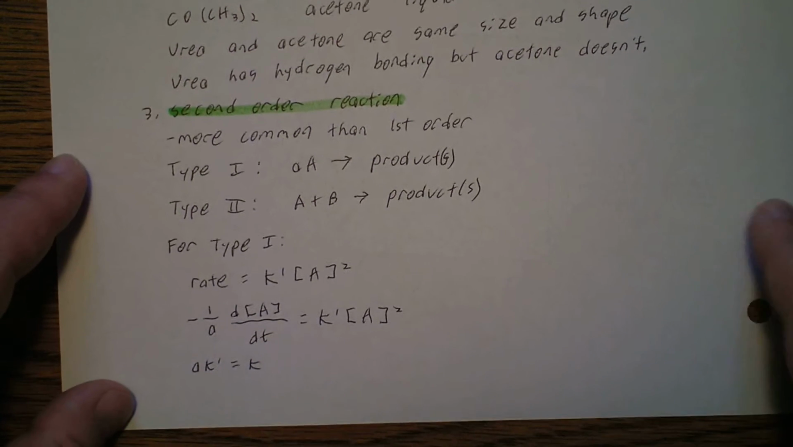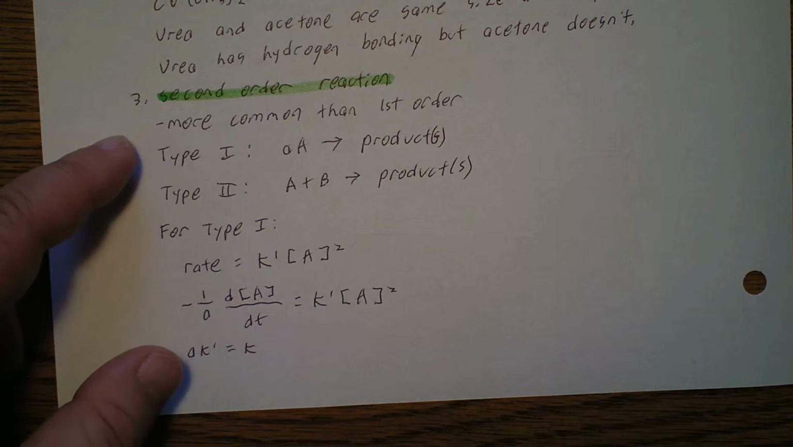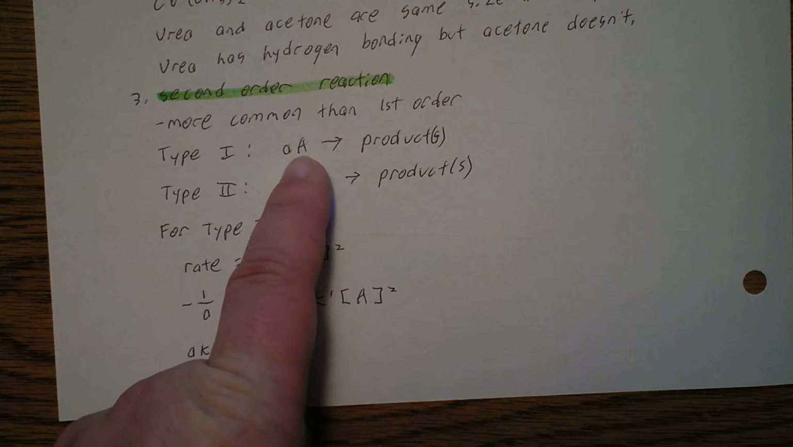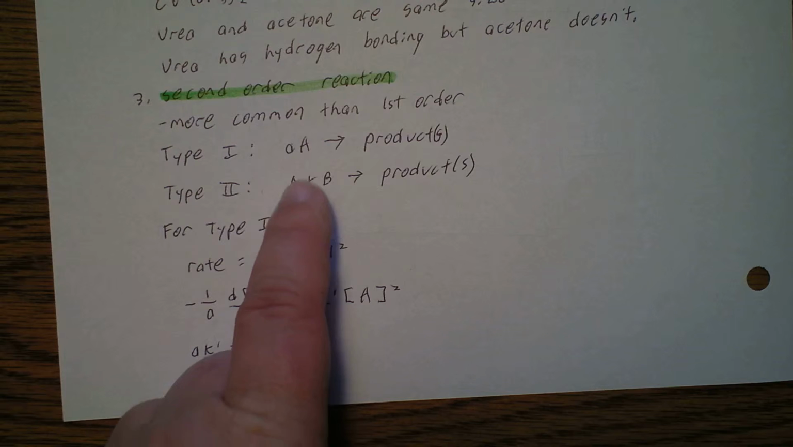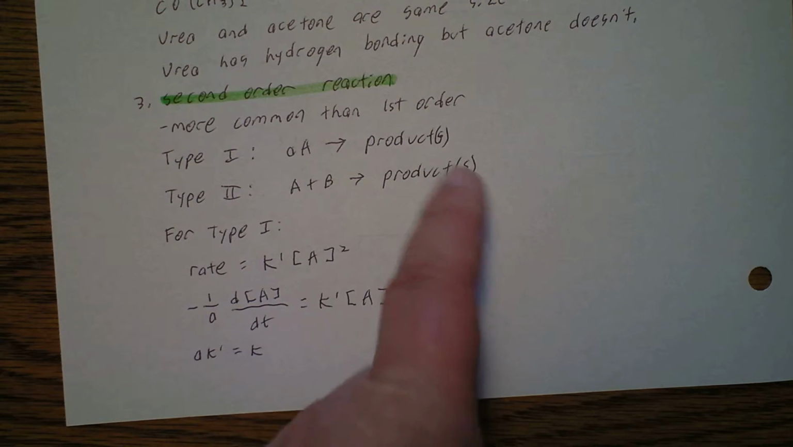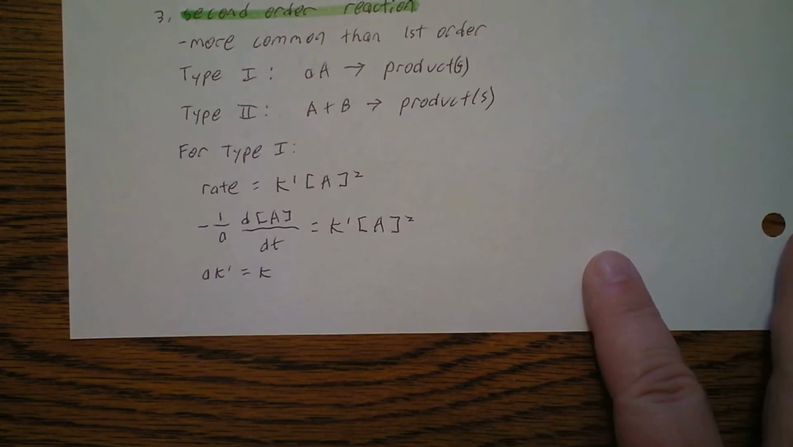Okay, now let's talk about second order reactions. Now these are more common than first order reactions. Now there are a couple types we're going to talk about. The first, type 1, is we're going to go from A amount of A to products. And the second one we're going to talk about is we're going to have two different reactants, A and B, going to one or more products. So here we go for type 1 first.